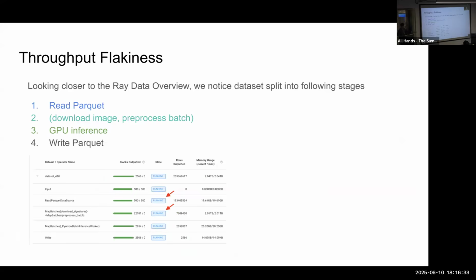So when we look closer into the Ray Data overview, we notice that our dataset pipeline can pretty much split into the following stages. First one is read the parquet. Second is download the image and do the preprocessing. Third is the GPU inference. Fourth is write the parquet.